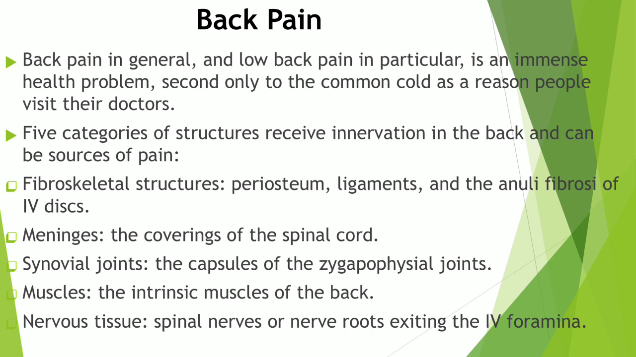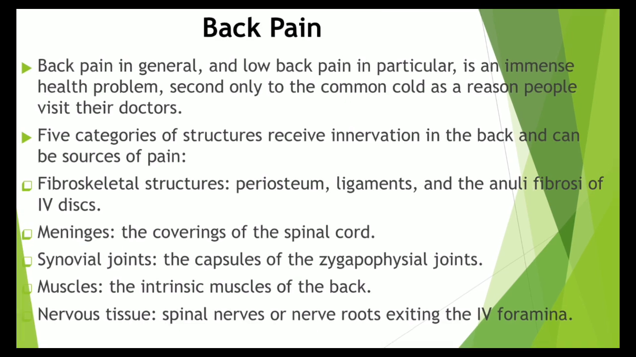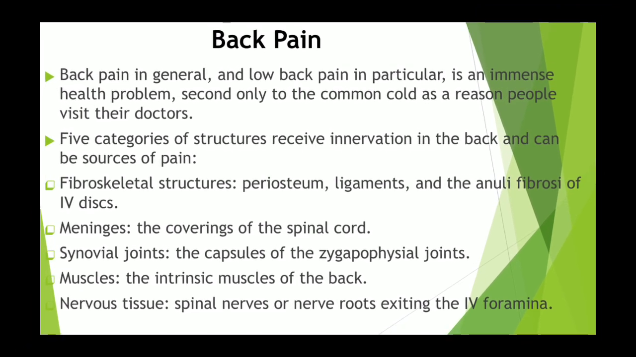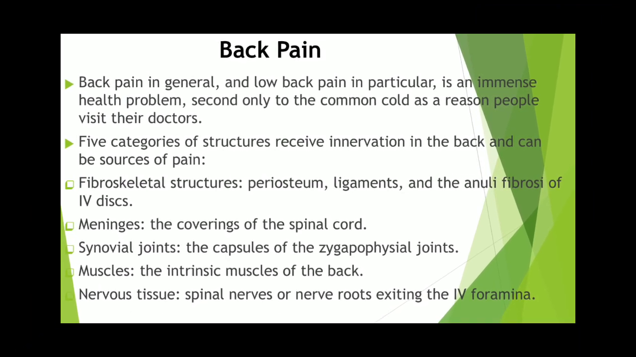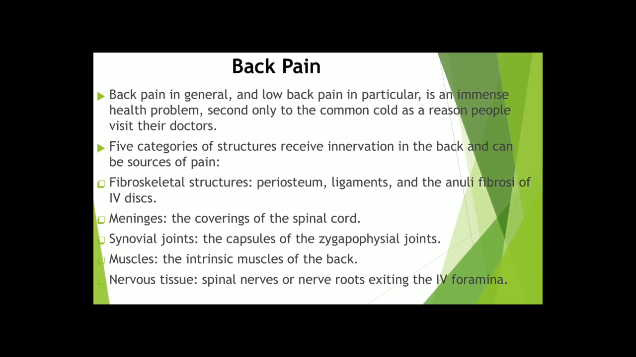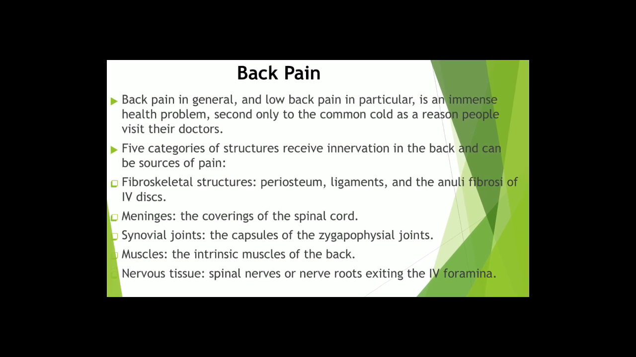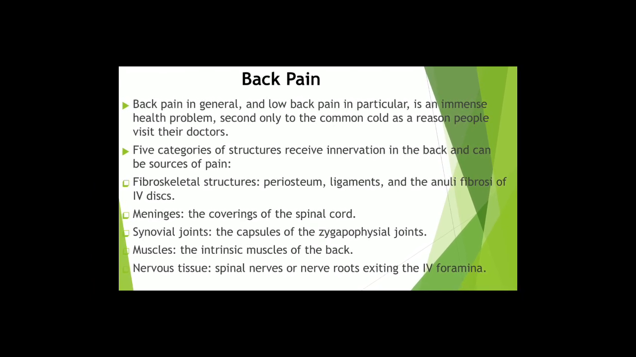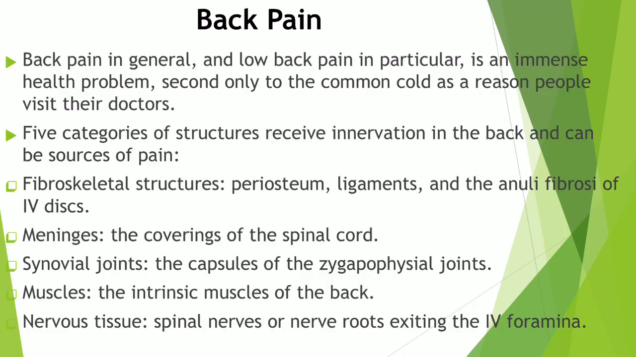The first 2, that's the fibroskeletal structures, the periosteum, ligament and the anuli fibrosi of intervertebral disc, as well as the meninges, are innervated by the recurrent meningeal branches of the spinal nerves. Then the next 2, that's the synovial joints, the capsules of the zygapophysial joints, as well as the muscles, the intrinsic muscles of the back, are innervated by posterior rami, that's articular and muscular branches.